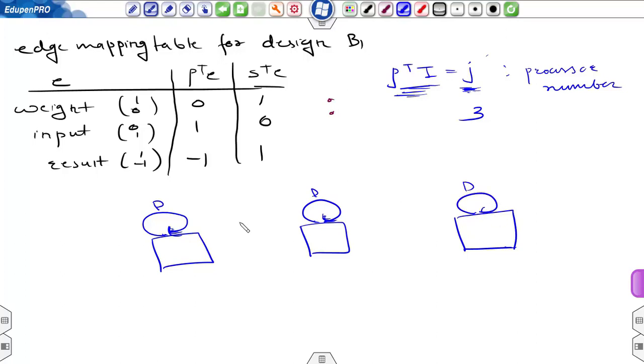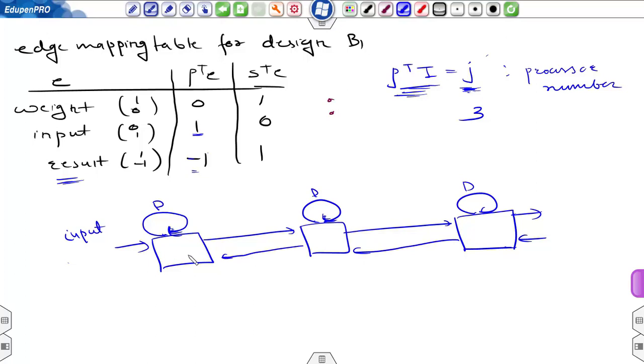The input value, the input edge in this architecture is moving in right direction. Plus 1 means horizontally right, and delay associated is 0. And the corresponding result edge is moving in the negative direction. Minus 1 means horizontally left. Each edge is associated with 1 delay.